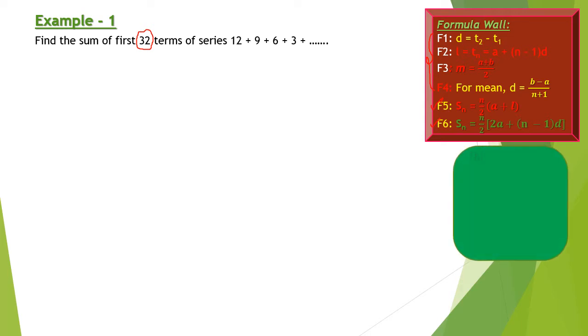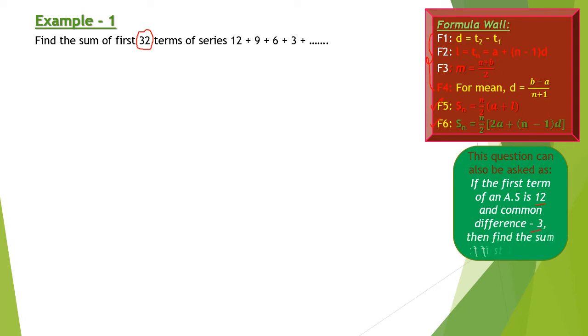This question can also be asked in a different way. If the first term of an arithmetic sequence or series is 12, the common difference is minus 3, then find the sum. Instead of giving the series itself, if it is given as first term, common difference and number of terms, then the same technique is used to solve the question.